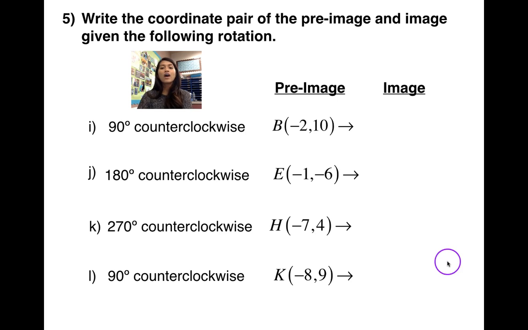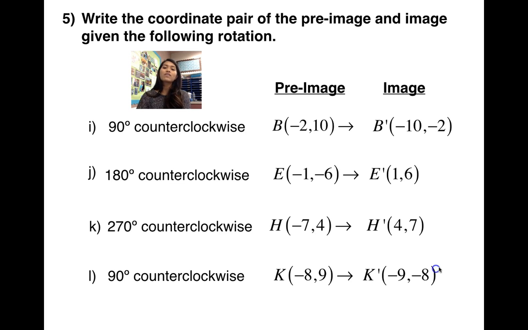Moving on. For I, we have B prime is (-10, -2). For J, we have E prime is (1, 6). For K, we have H prime as (4, 7). And last but not least, for L, we have K prime as (-9, -8). So I'm hoping you did pretty well.